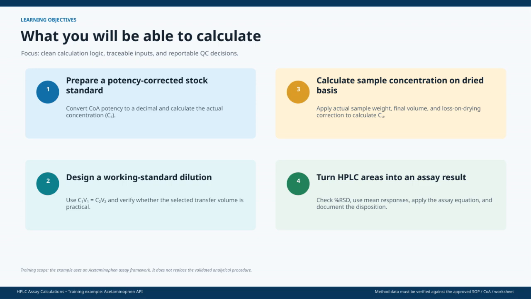Finally, you'll understand how to turn raw HPLC peak areas into a meaningful assay result. This includes checking the relative standard deviation percentage to assess precision, calculating mean responses, applying the assay equation, and properly documenting the final disposition. Remember, while this training example uses an acetaminophen assay framework, it's important to note that it's for educational purposes and does not replace the validated analytical procedure used in your laboratory.